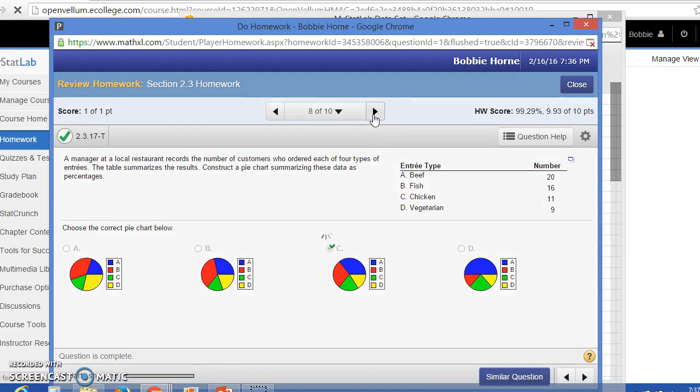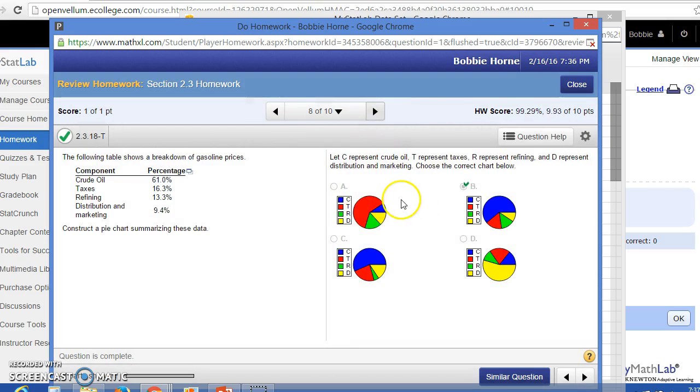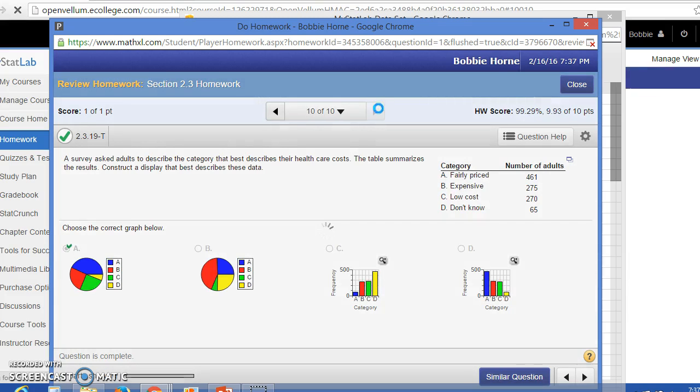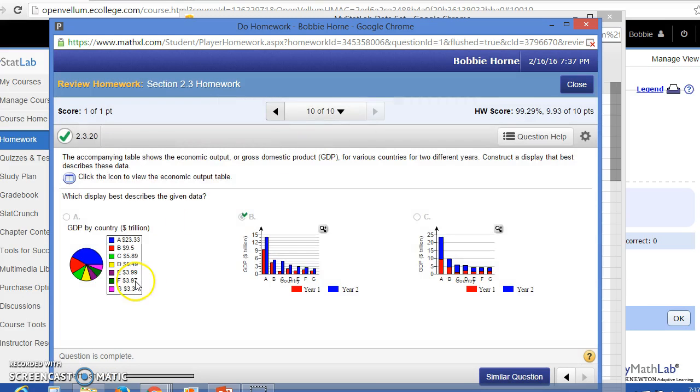Let's move on to A, and here's the same thing. You're just selecting the correct pie chart. And I believe all the other questions are identical to this. And that is section 2.3.